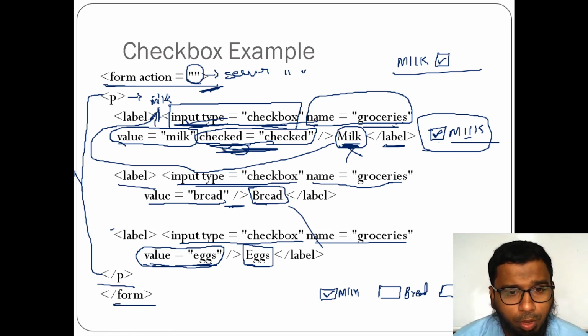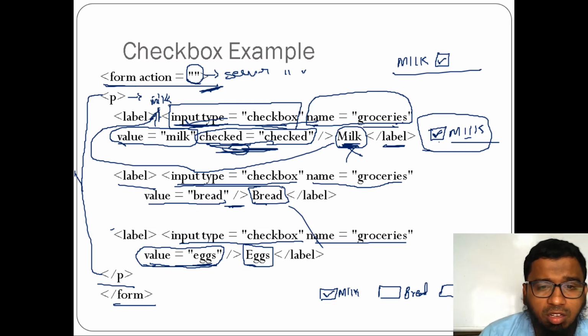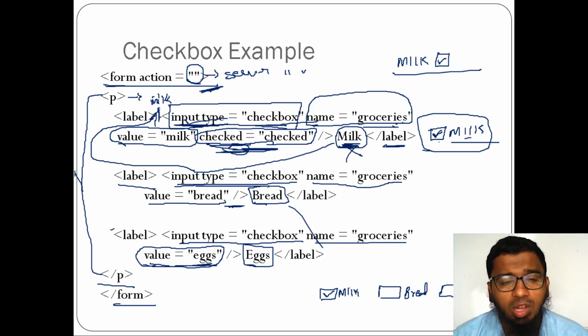So this is a checkbox example. Okay. I hope you understand this. This is simple, to use the input tag we are taking the checkbox. Okay. Now, we will see the radio button.